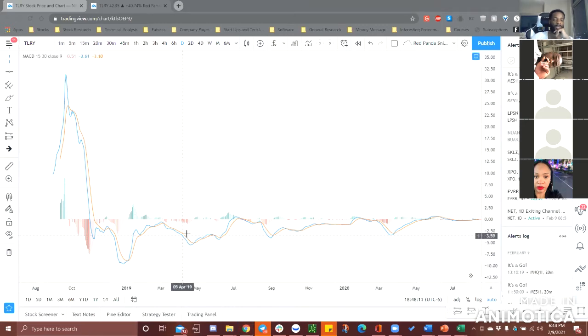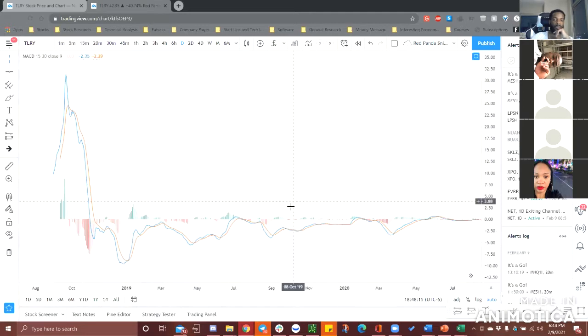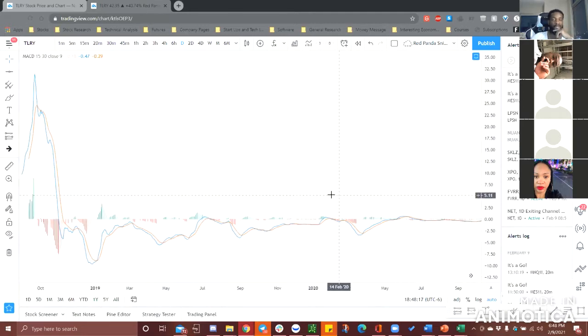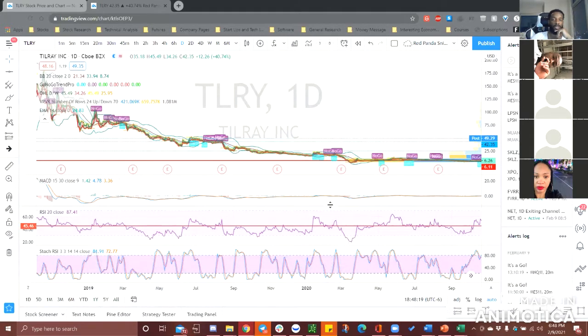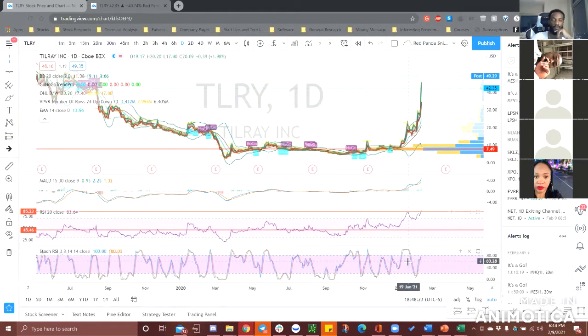So typically, some people use these. Some people just use the MACD as like a third confirmation. Some people don't use it at all. So it just depends on what you find comfortable for yourself. And then the same thing with the stochastic RSI, same principle. Can you go over the two lines in the MACD?